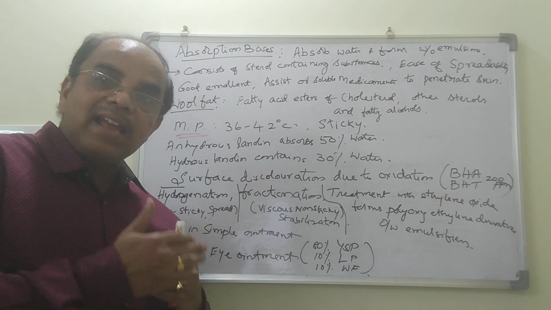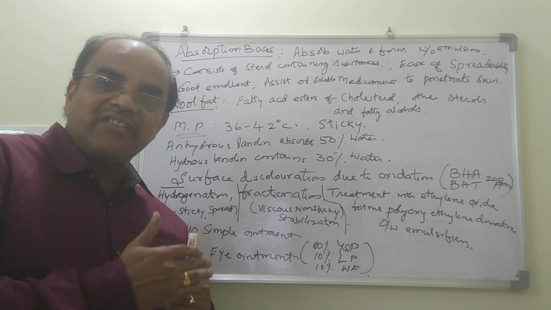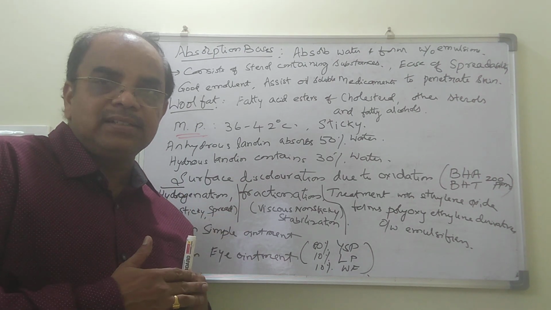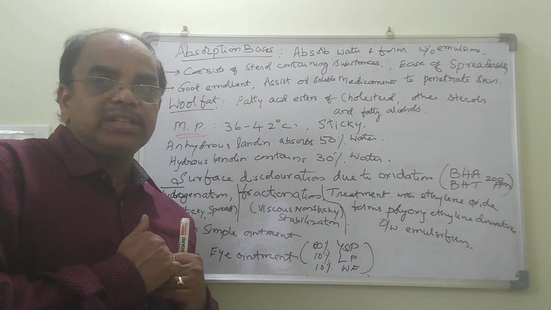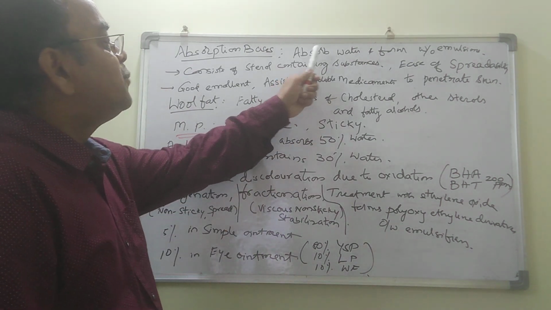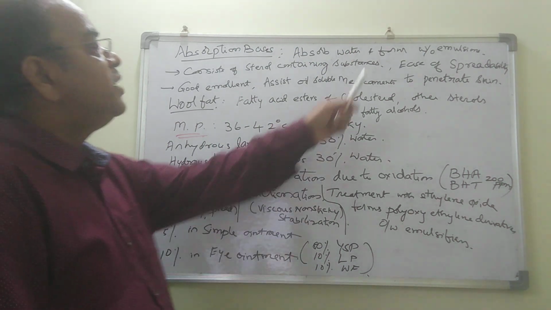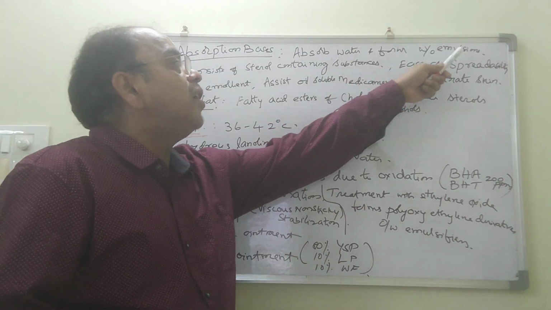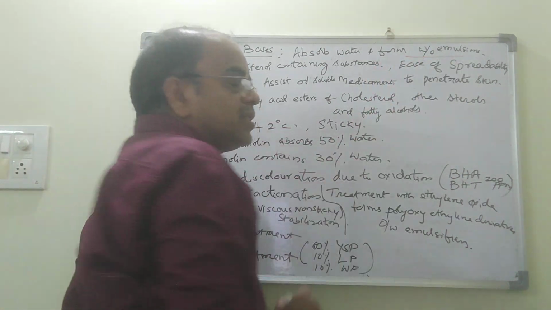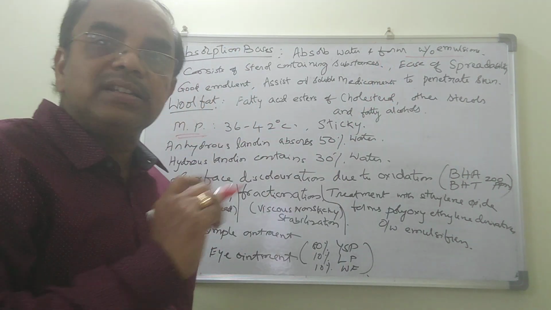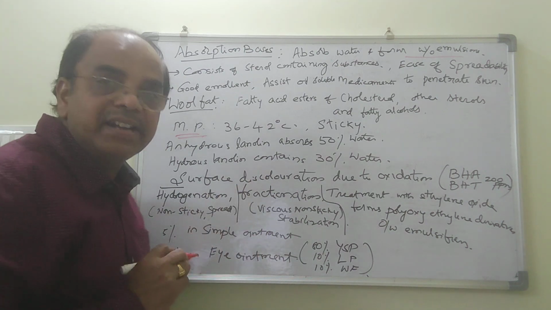Anhydrous wool fat can absorb water or aqueous preparation up to 50%. Hydrous wool fat already contains 30% moisture. It absorbs moisture and forms water in oil emulsions. Remember, this is a very important point. We'll discuss it again later on.